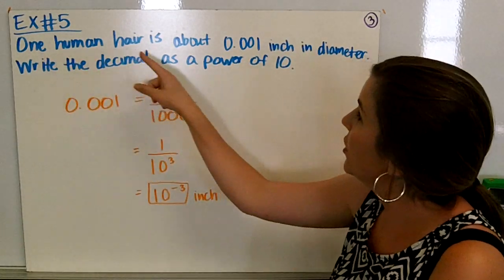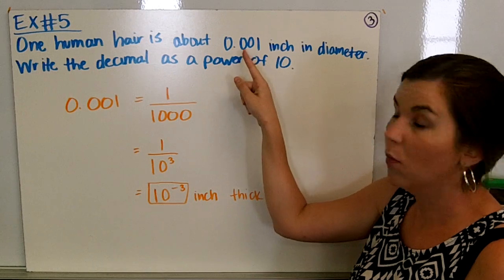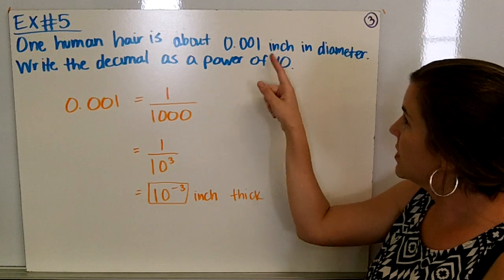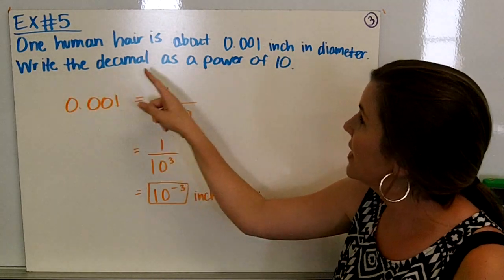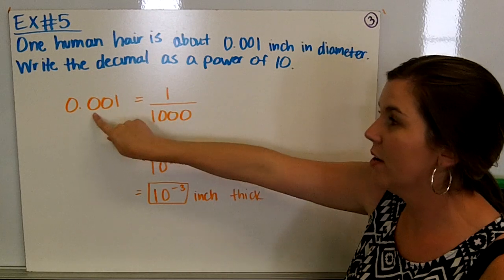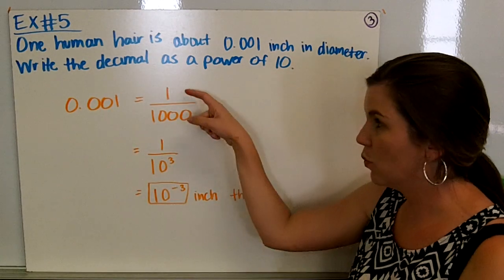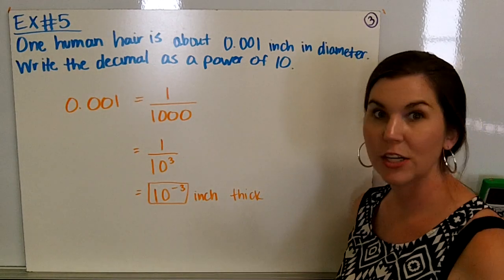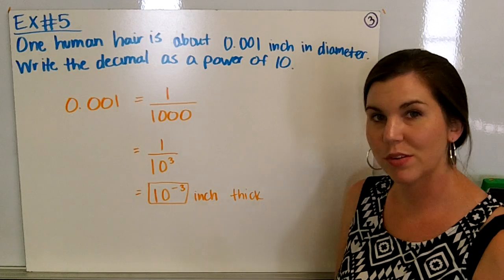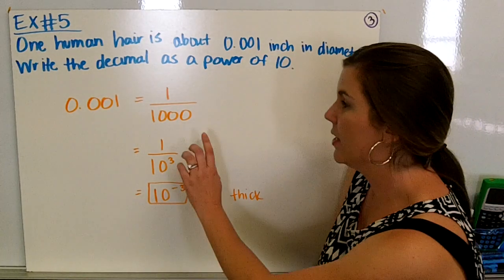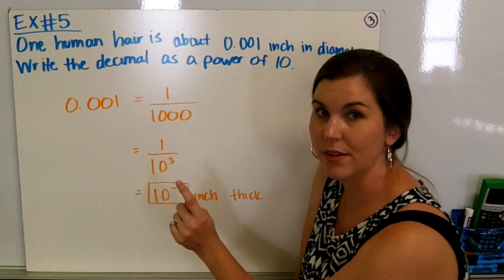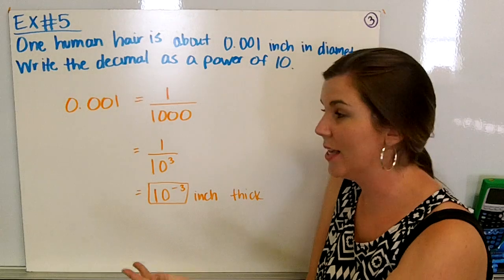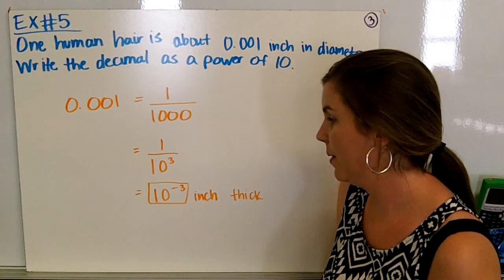Example number 5. 1 human hair is about 1,000th, this is tenths, hundredths, thousandths, 1,000th inch in diameter. Write the decimal as a power of 10. So here I have 1/1000th, that's 1 over 1,000, or 1 divided by 1,000. Now, a trick with the tens is you can just count the zeros, and that's how you know what the exponent's supposed to be. So this is 1, 2, 3 zeros. That's the same thing as 10 to the 3rd power. 10 times 10 is 100, times 10 again gives you 1,000. So 10 to the 3rd power.